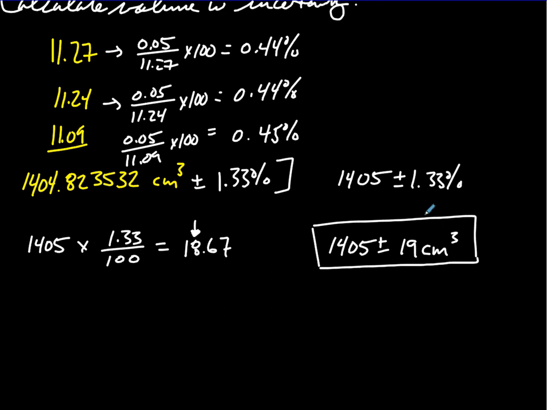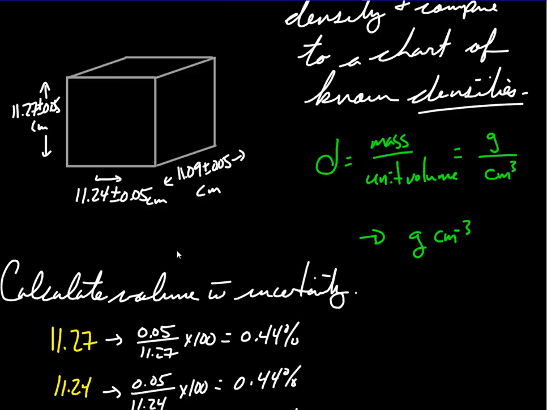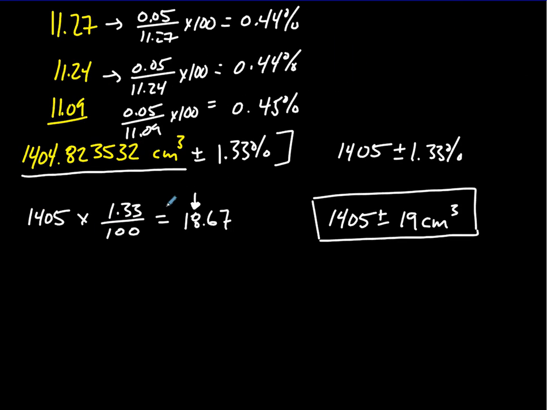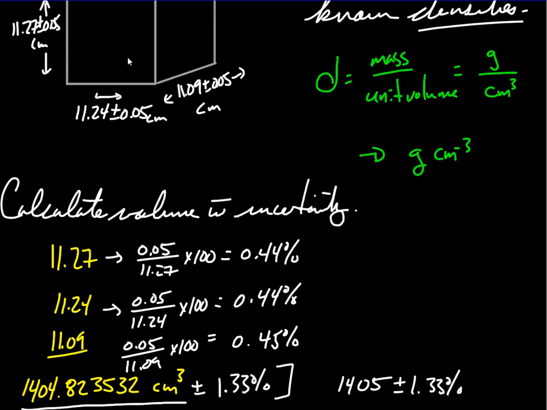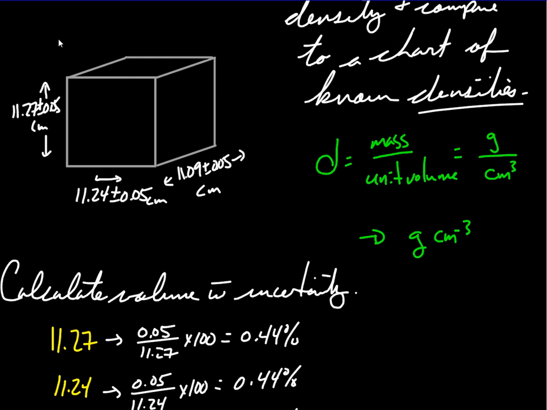Now we're not quite done yet because we were asked to do density. So a rule of thumb is don't round values until the end. All right. So the next thing we'd have to do is weigh this object. So let's say we put it on a scale. Let's grab it here so we can see it being weighed.